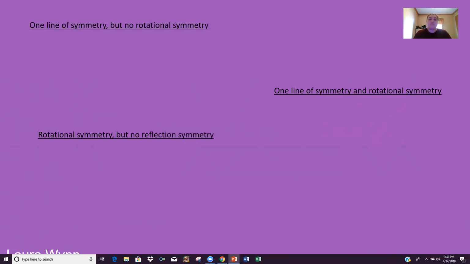So for the first one, it wants one line of symmetry, but no rotational symmetry. So I gave you guys an isosceles triangle. This has one line of symmetry, but no rotational. So here's our line of symmetry. You can see you can fold it in half, and both halves are exactly the same. So for rotational symmetry, but no reflection symmetry, I went with the parallelogram. If you were to fold the parallelogram in half, it wouldn't be exactly the same. So there's no reflection symmetry. Rotational symmetry, it has. Okay, so for the one line of symmetry and rotational symmetry, that is not possible.